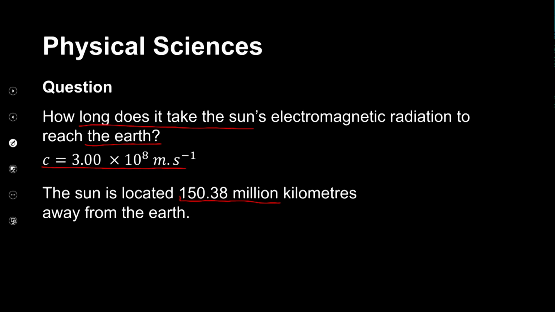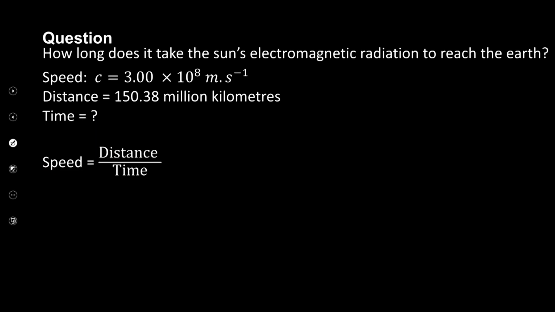So how long does it take this super fast light to reach us? So to begin, we need to list all of our variables. We have the speed, 3 times 10 to the power of 8 meters per second. Now remember that it's in meters per second, so we're going to have to convert any other units that involve distance to meters as well. We also have the distance that we mentioned earlier, 150.38 million kilometers. We're going to have to convert this into meters.